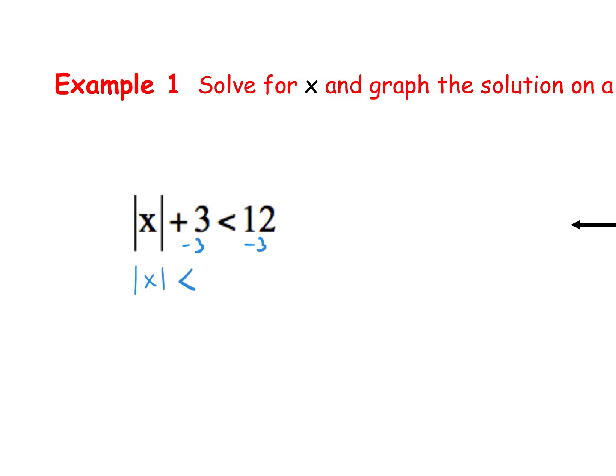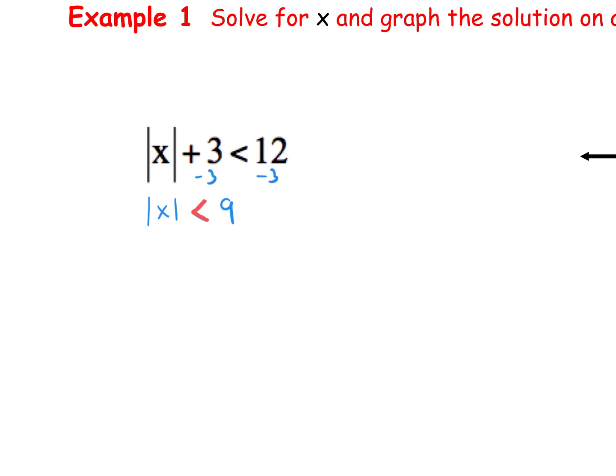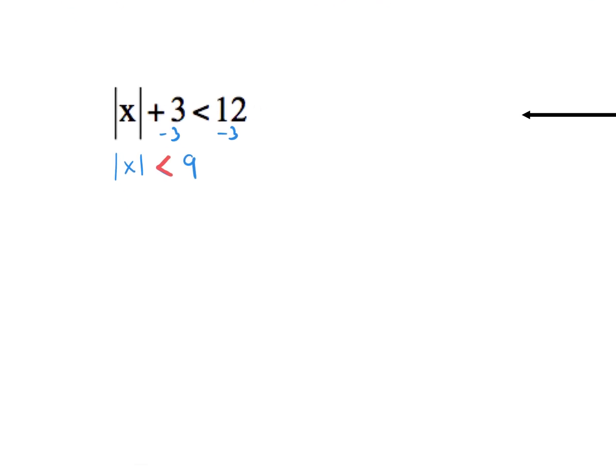So if I get rid of that 3 by subtracting it, and now once I've solved it, I can identify that this is supposed to be an and compound inequality based on that less than symbol. And so I can rewrite this then as: take what's on the inside of that absolute value is less than the number that I had there, and it's also greater than the opposite of what was over there. So I rewrote this as a compound and inequality.